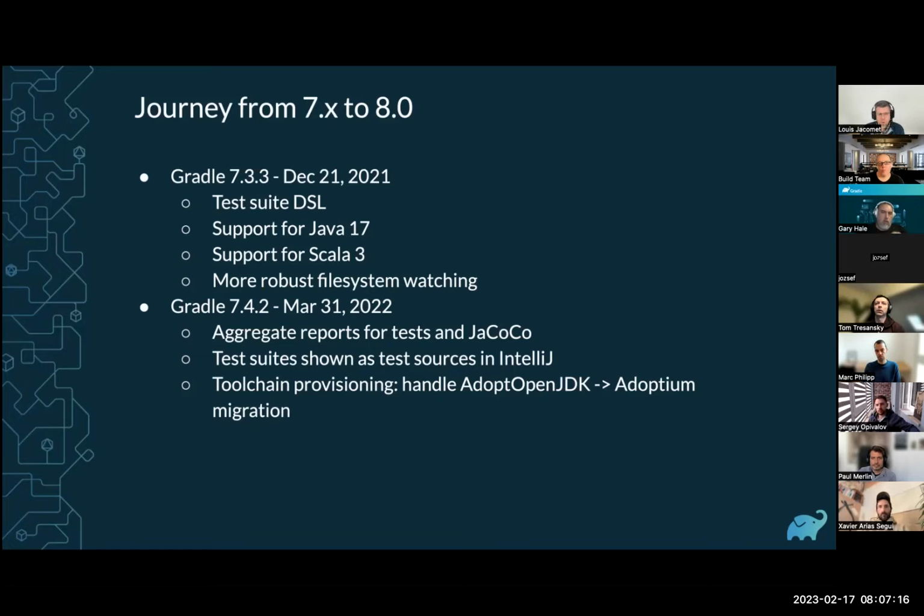Then Gradle 7.4 with 2 patch releases. That's where we introduced aggregation plugins for the test and Jacoco reports. The test suites were enhanced so that if you have a project leveraging them, you will see them as test sources in IntelliJ without having to configure anything specific. And then toolchain provisioning: we had to handle the migration from Adopt OpenJDK to Adoptium, which caused some changes in the download endpoints and also the vendor names effectively.